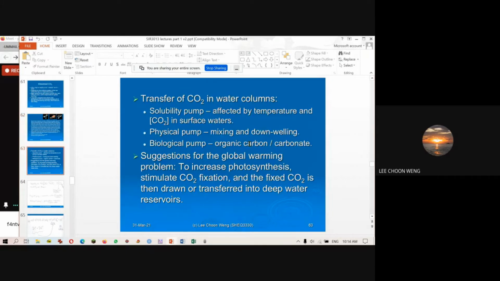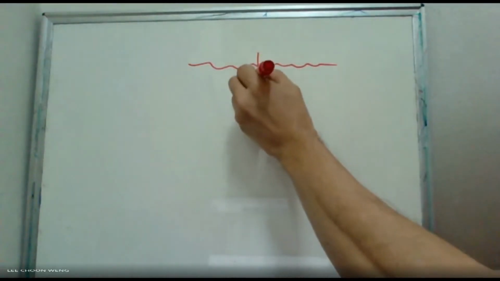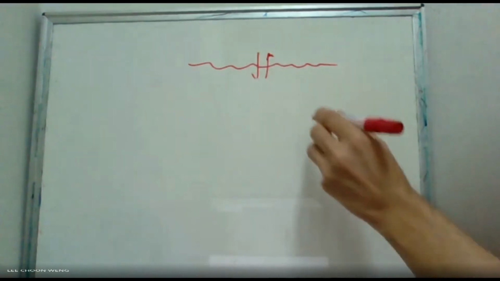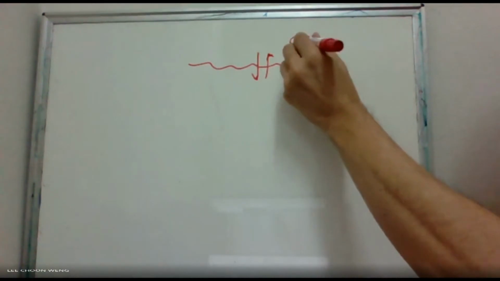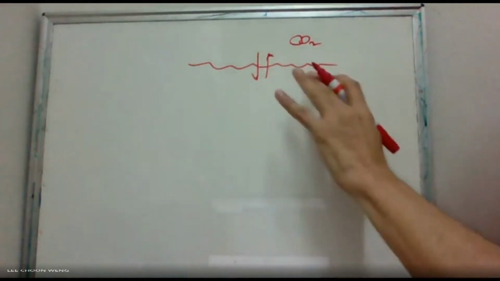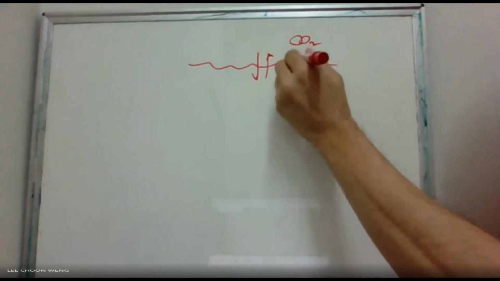So how is CO2 transferred in water columns? So we have three different pumps. We can divide the transfer of CO2 in water columns into three different pumps: solubility pump, physical pump, and biological pump. The gas exchange with the atmosphere, because we have CO2 in the atmosphere, so there is solubilization.